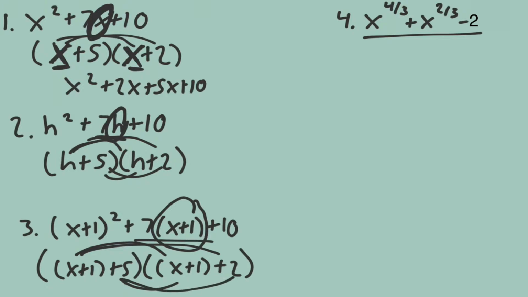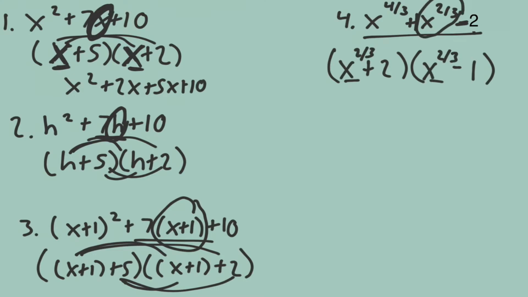So number 4, same kind of idea. So that's going to be a 2 and a negative 1. And then to figure out what goes in these spots, we can look at this number. That's x to the 2/3. But let's double check. If we multiply them back together, x to the 2/3 times x to the 2/3, you add their exponents. That's x to the 4/3 minus x to the 2/3 plus 2x to the 2/3, which is 1x to the 2/3 minus 2. So that does give us what we started with, so that will be our answer.